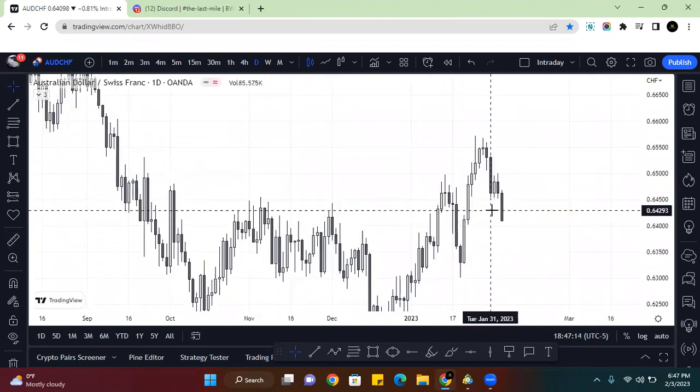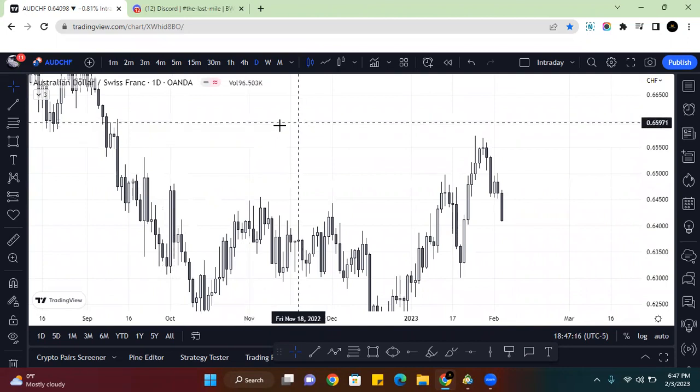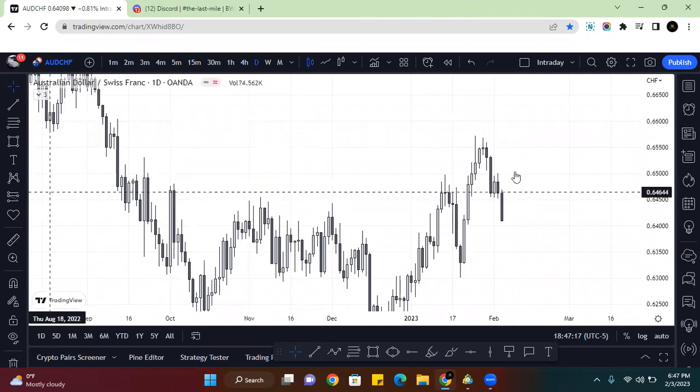We will be covering the daily time frame, and basically I'm gonna be showing you the trade that I looked at today and that I actually did take.